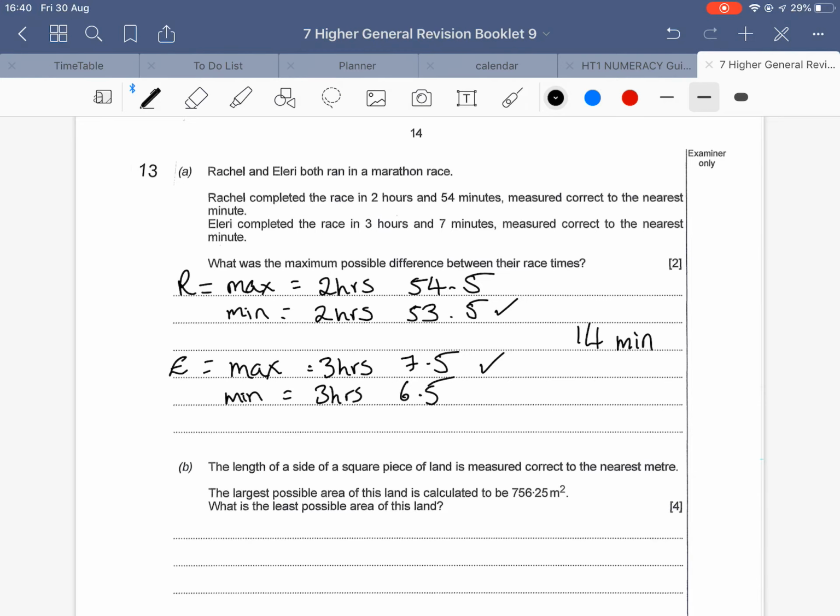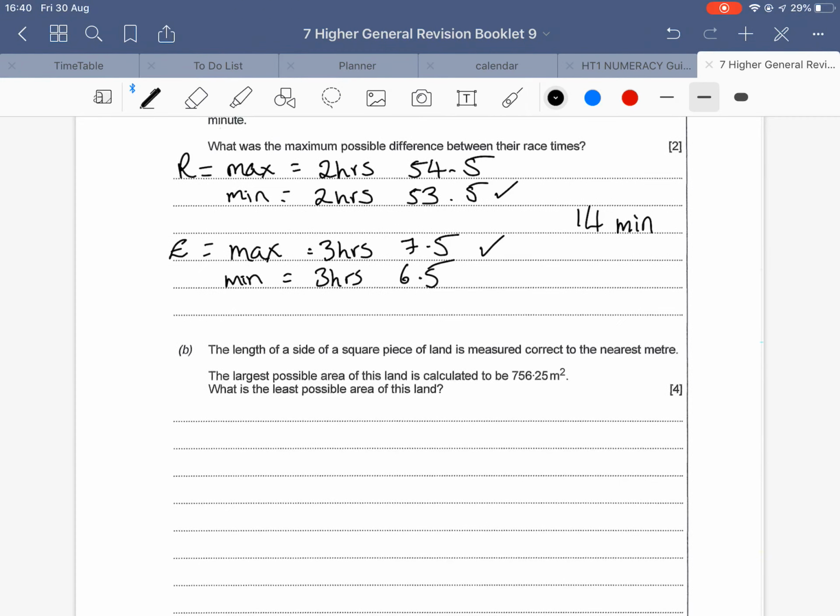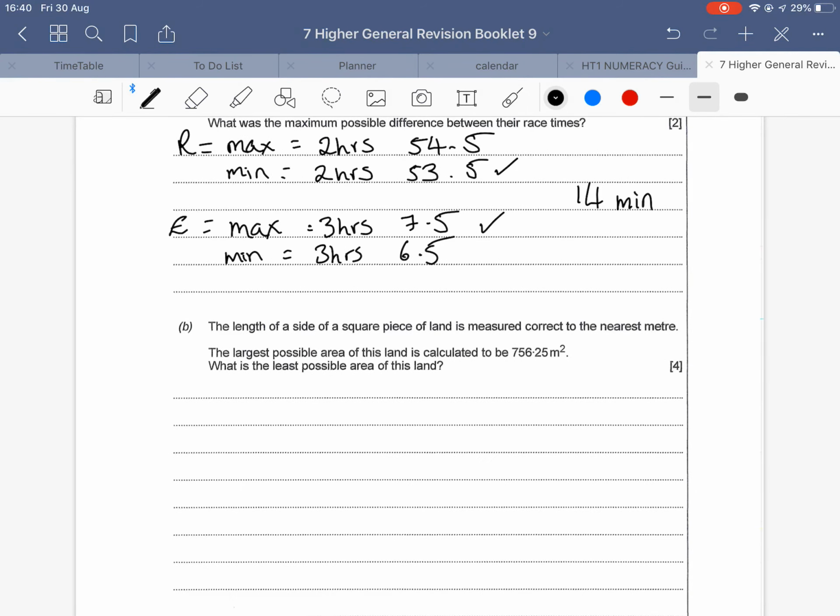The length of a side of a square piece of land is measured correct to the nearest meter. The largest possible area of the land is calculated as 756.25 meters squared. What is the least possible area of this land? Okay, so we've got a square, the area is 756.25. Luckily it's a square, so to find a length we would just square root that.